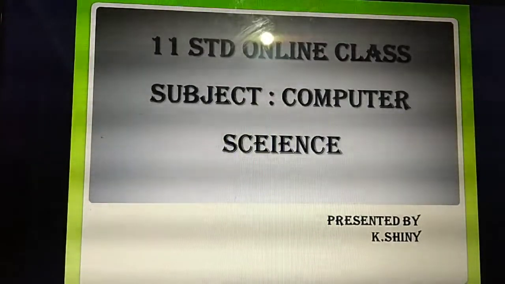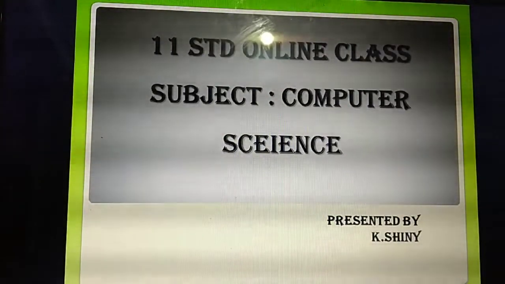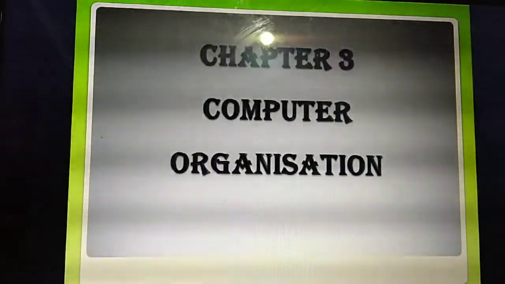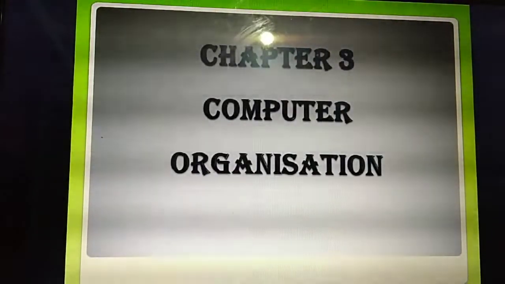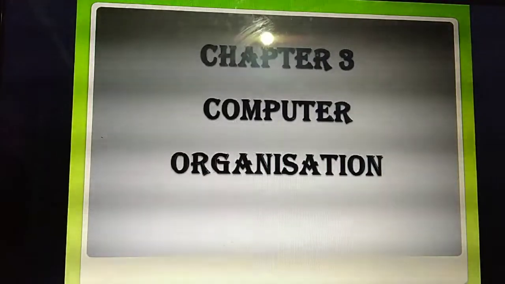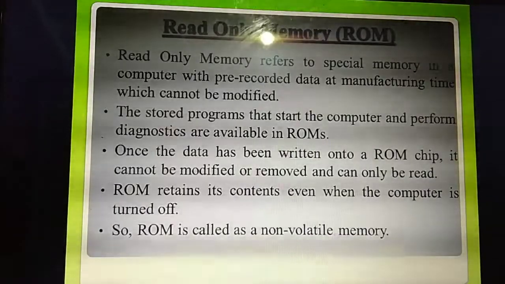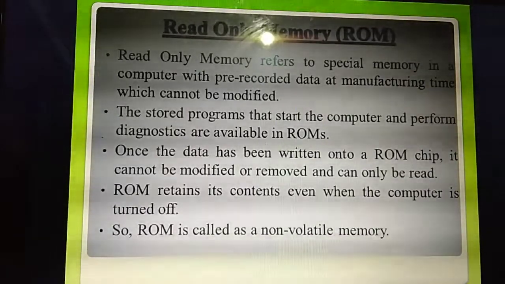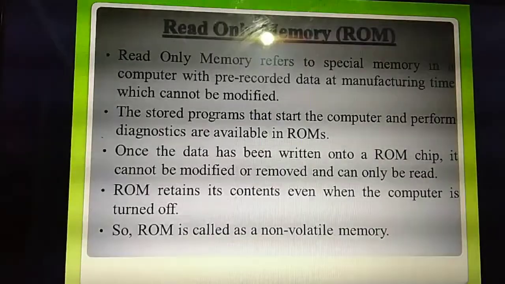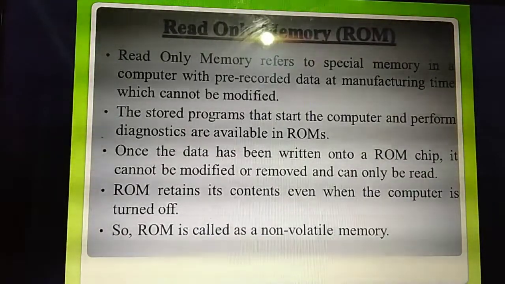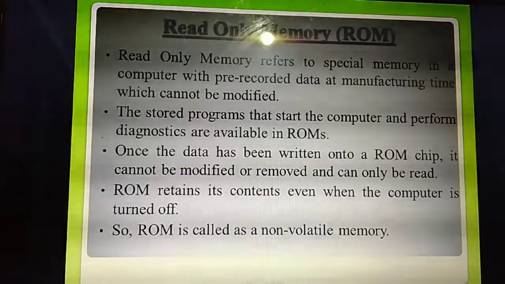So now we are studying about which chapter? Chapter 3, Computer Organization. Isn't it? So welcome to your today's online class. Okay. So till now we have studied in chapter 3. What are the portions we have studied? One part of the portion we have studied about types of microprocessor, their characteristics and their types.